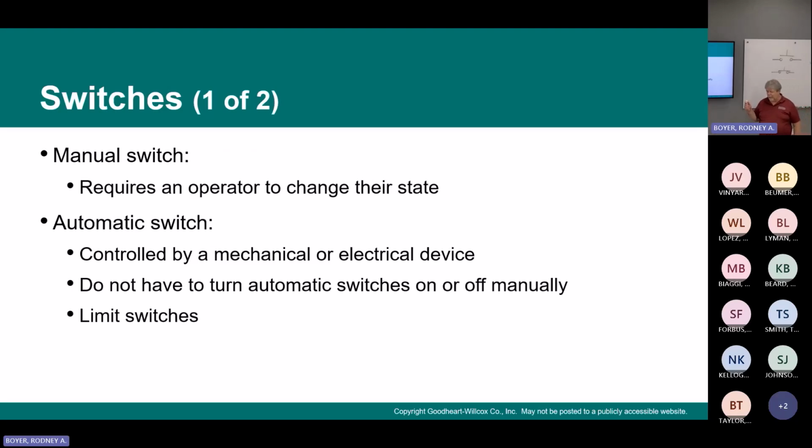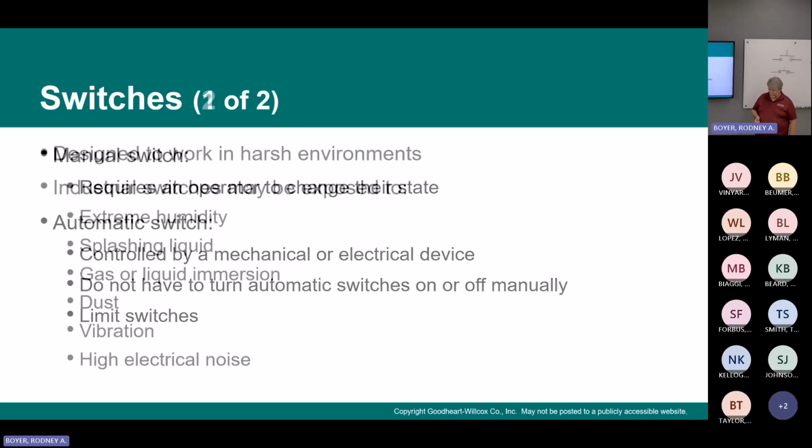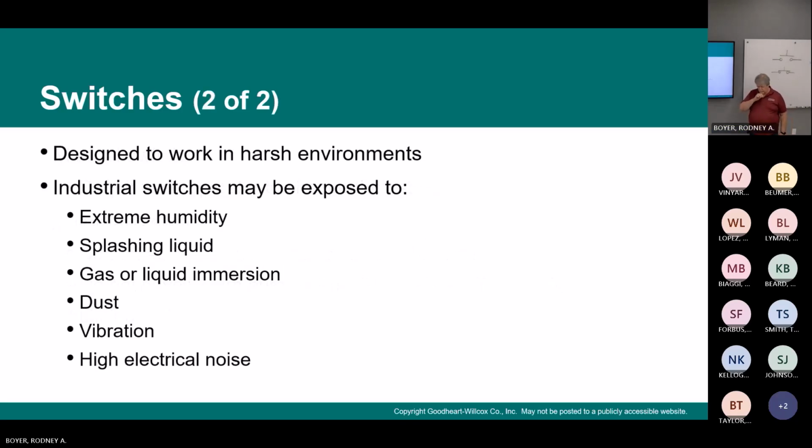A manual switch requires an operator to change its state. Automatic is controlled by a mechanical or electrical device. You do not have to turn automatic switches on or off manually. Generally speaking, that would be a limit switch, proximity, Hall effect, that sort of thing. Designed to work in harsh environments.